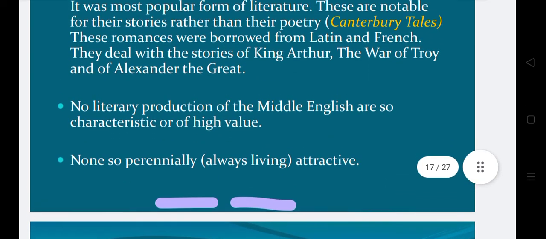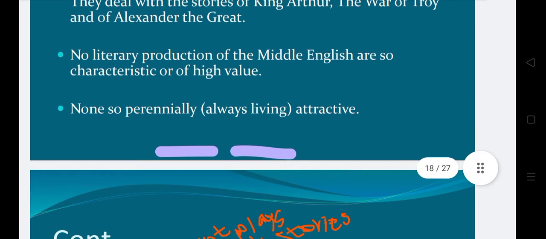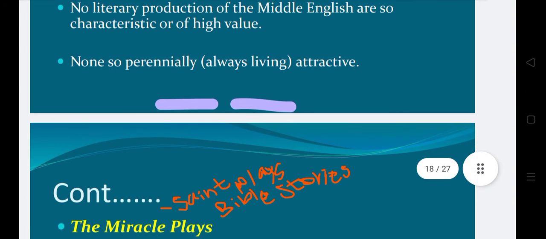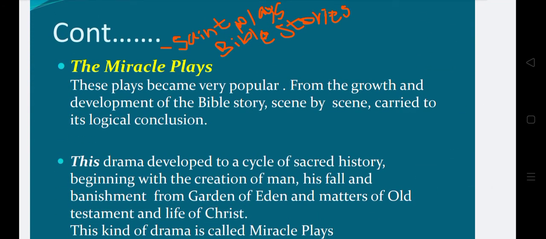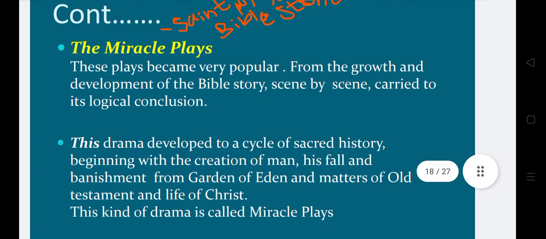It's a very famous work by Chaucer, and no other literary production of Middle English is so potentially attractive. Then there are miracle plays, which are also known as saint plays. These are basically stories from the Bible. These plays became very popular from the growth and development of Bible stories.